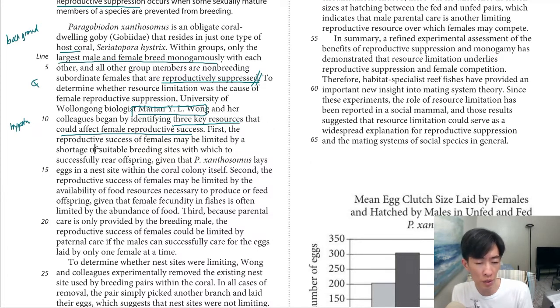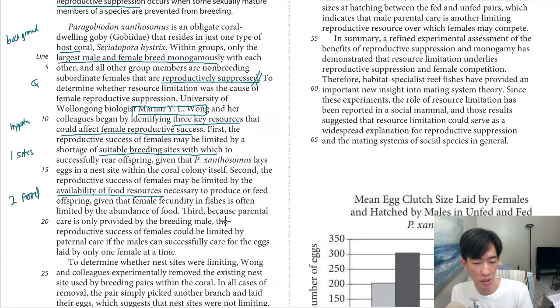First, it says the reproductive success of females may be limited by a shortage of suitable breeding sites with which to successfully rear offspring. So the first limitation in resource is sites. We can write that down. Second, it may be limited by the availability of food resources necessary to produce or feed offspring. And so the second limitation is food.